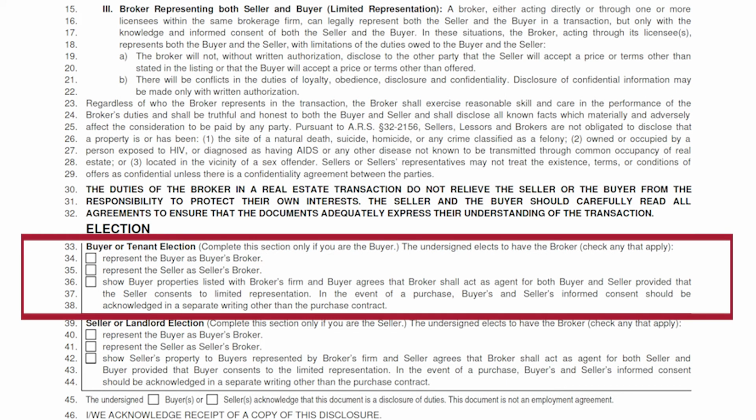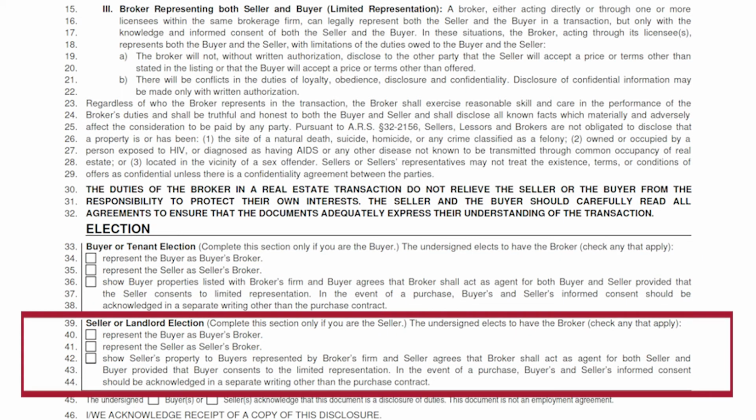Lines 33 through 38 require your selection. You will check a box that declares that the buyer either elects to have you represent the buyer as the buyer broker, or represents the seller as the seller's broker, or to show properties listed with the broker's firm where the buyer agrees that the broker shall act as an agent for both the buyer and the seller, provided that the seller consents to that limited representation.